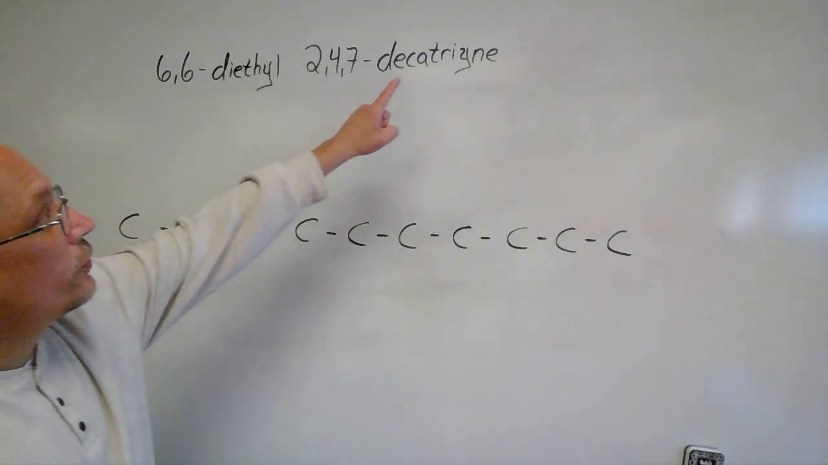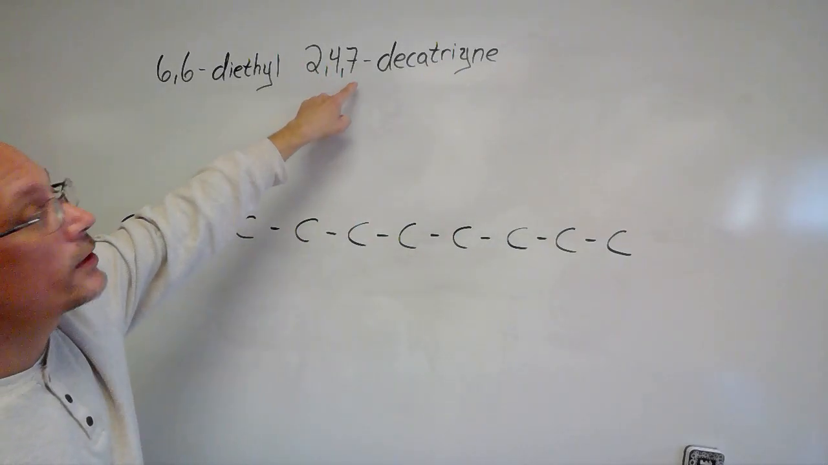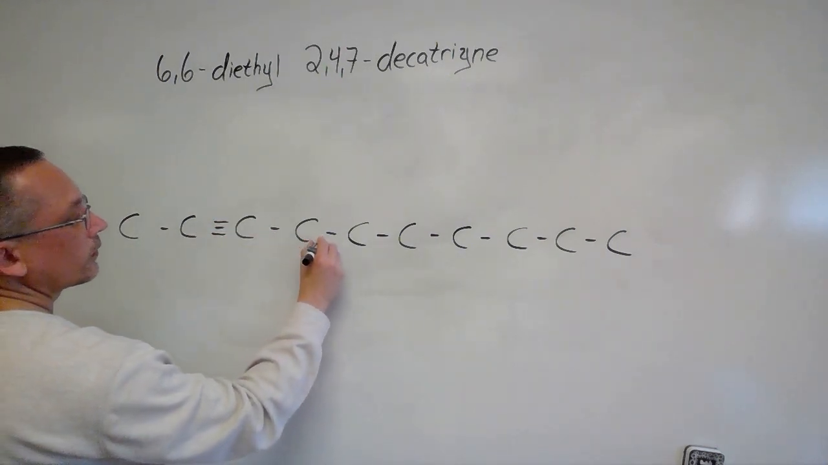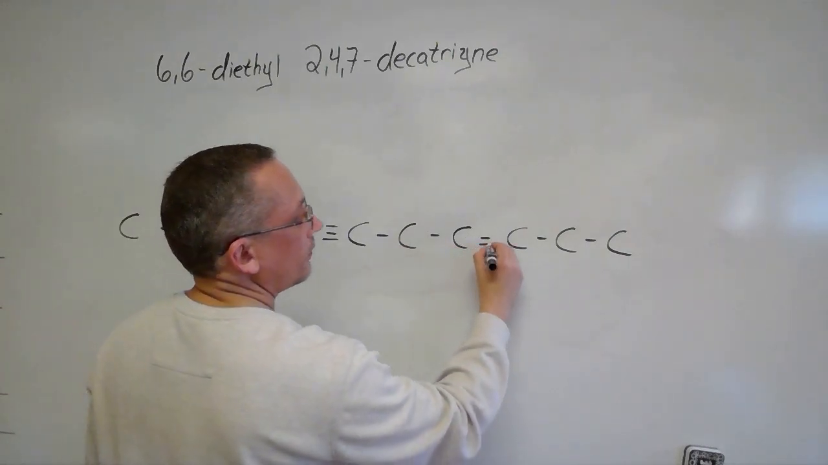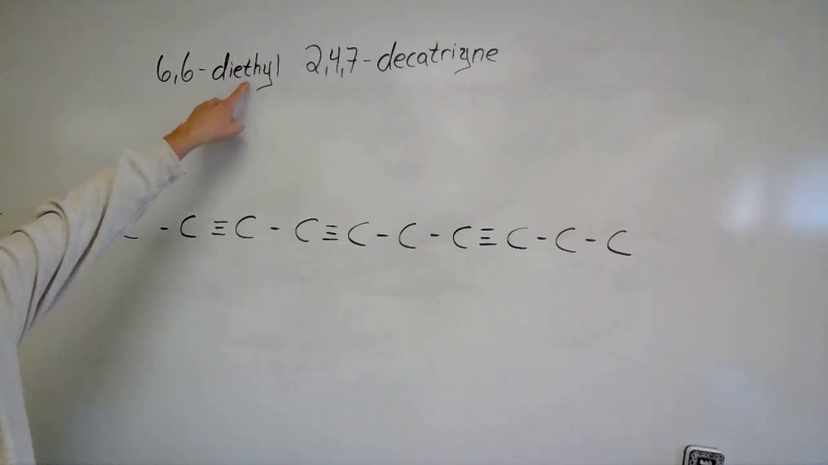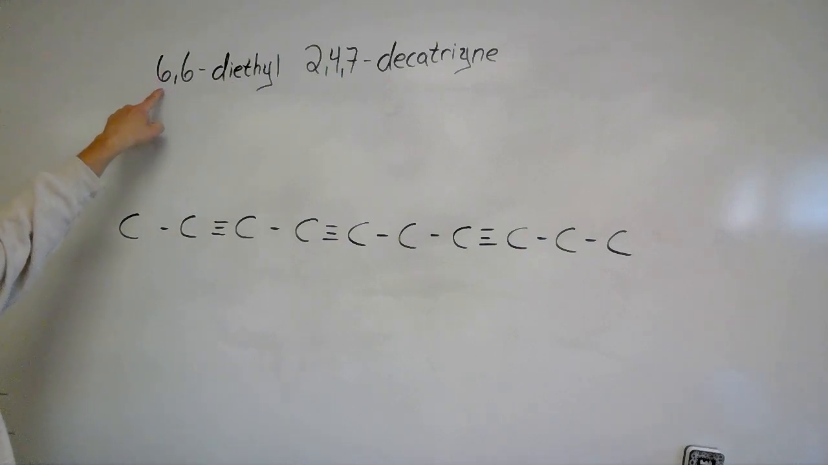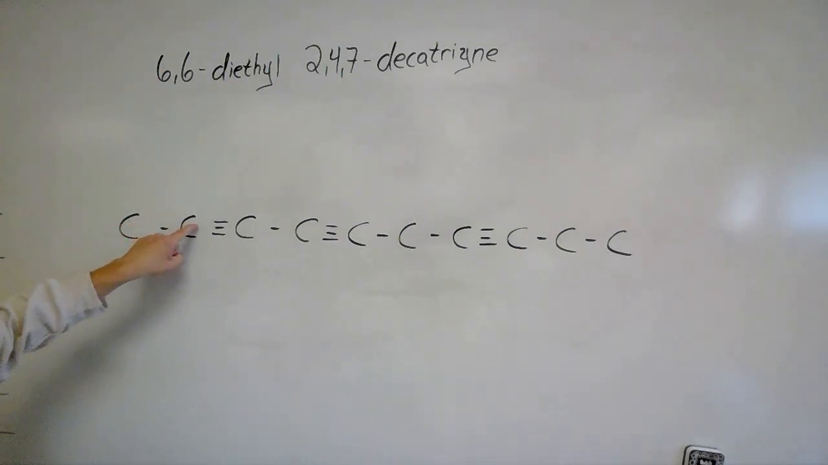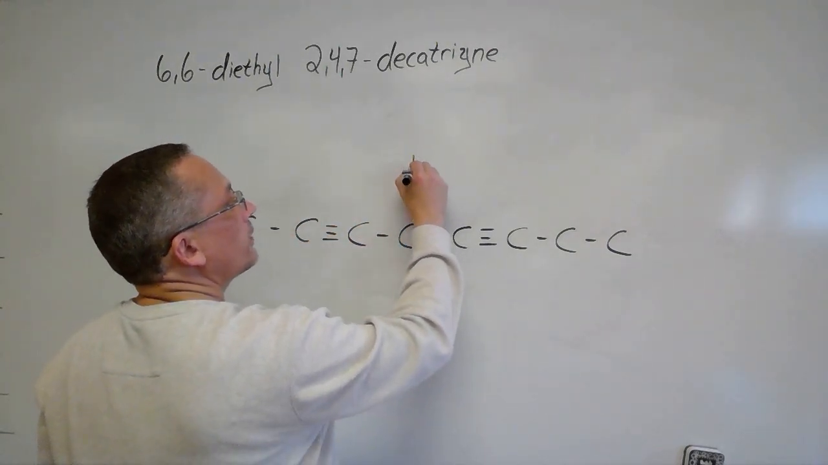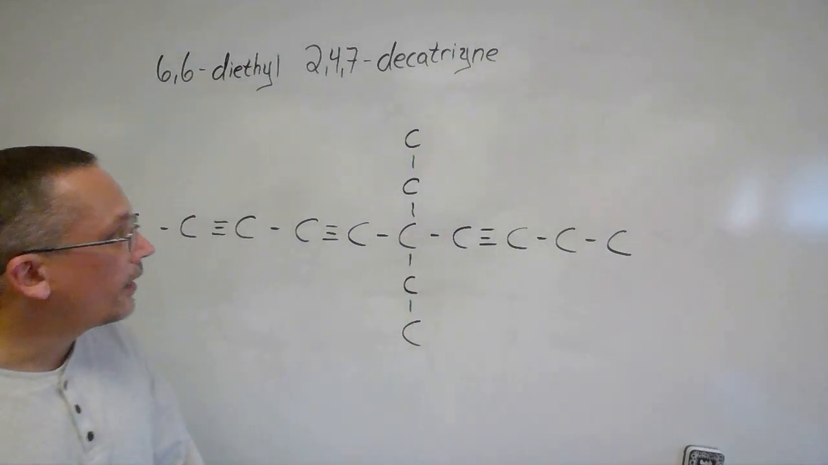Okay. We've got triple bonds. There's 3 of them on bond numbers 2, 4, and 7. So 1, 2, 4, 5, 6, and 7. There we have our triple bonds. Okay. I have 2 branches, 2 ethyl branches. The ethyl branch contains 2 carbon atoms, and they're both coming off of carbon number 6. So 1, 2, 3, 4, 5, 6. Here's an ethyl branch, and here's another ethyl branch, both coming off the same carbon atom there.